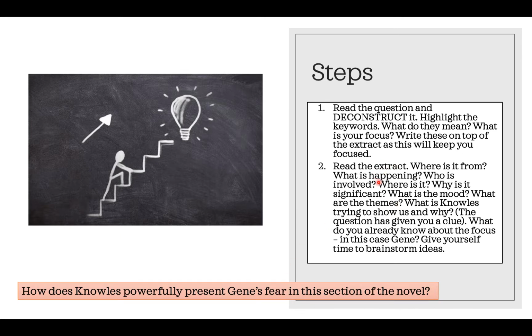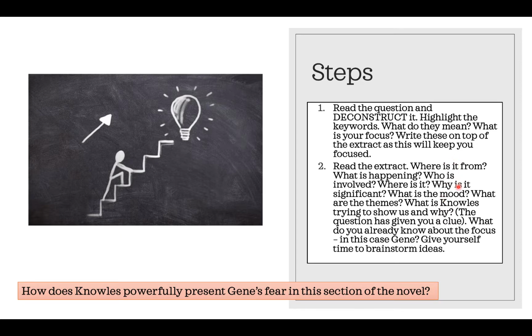Step 2. Now you can read through the extract. So you know what you're looking for. You're looking for Jean's fear. Before you start to annotate your extract, just ask yourself a few questions. Remember, we're trying to think about what's important in this extract. Why has it been chosen? So think about where it's from.